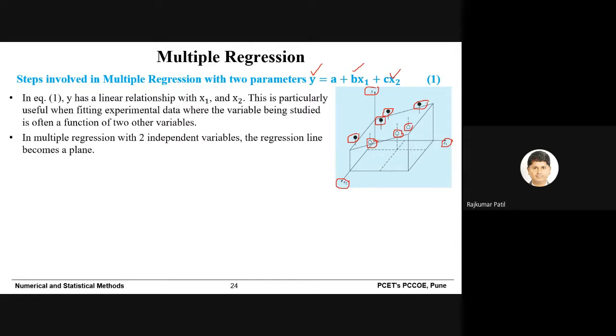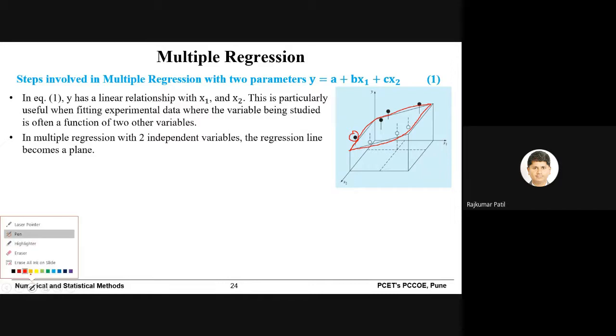We draw a plane in such a way that the distance between the plane and these data points will be a minimum. This is very important. What I'm saying is, we are drawing a plane, you can see in the figure, in such a way that the distance between that plane and the data points that we plotted must be minimum. And this is also called multiple regression.